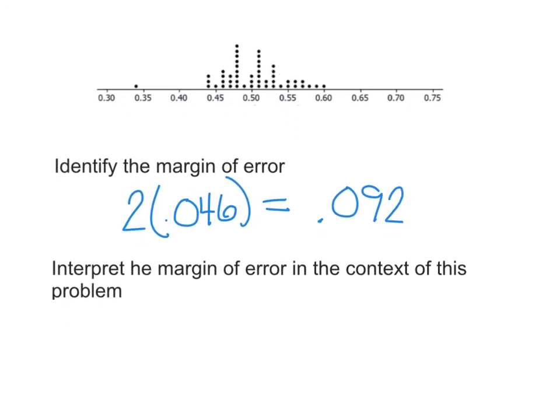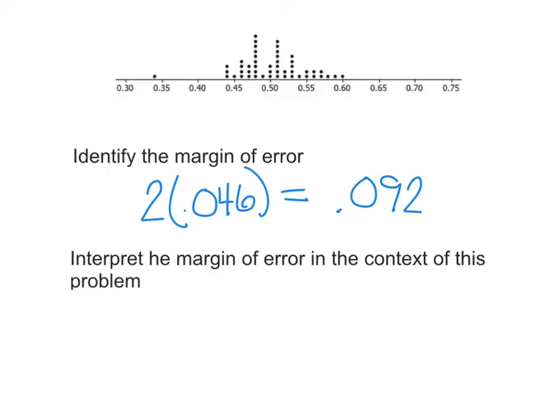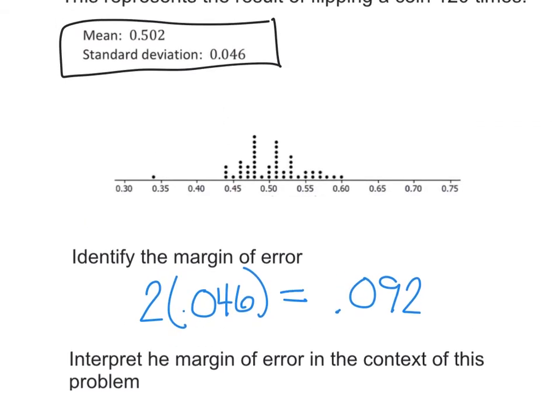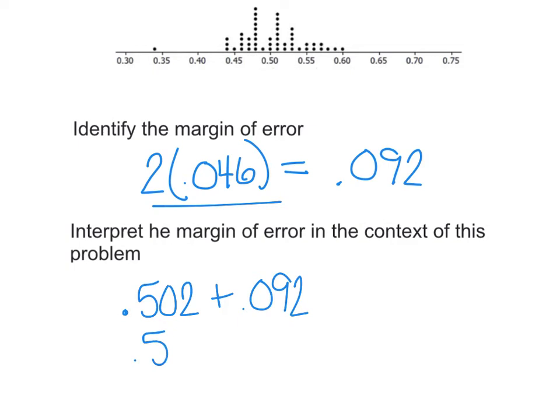Okay, interpret the meaning of the margin of error in the context of this problem. So I would find the confidence interval. So again, that's just the mean plus or minus the two standard deviations, so 0.502 plus my two standard deviations, which is my margin of error, and 0.502 minus my two standard deviations.